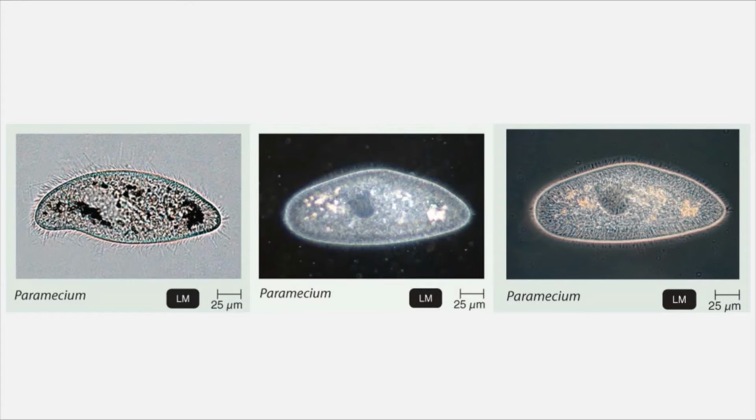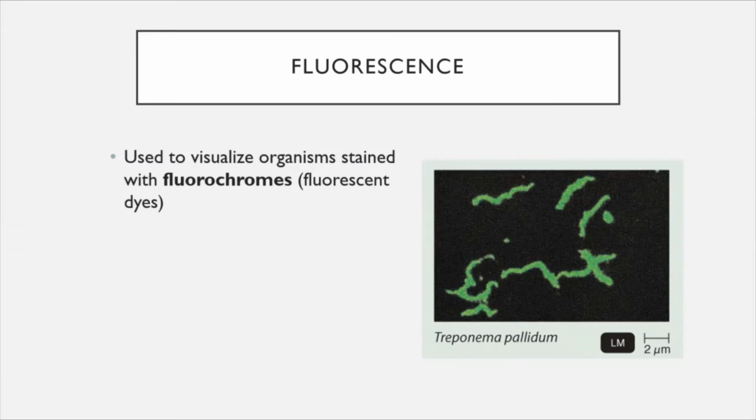So here we have a picture that shows us a side-by-side comparison of these first three types of microscopy. We've got a paramecium under bright field, paramecium under dark field, and a paramecium under phase contrast microscopy. The fourth and final type of microscopy that we are going to look at in this class is fluorescence microscopy. Fluorescence microscopy uses fluorochromes, which are fluorescent dyes, to stain organisms and visualize them in a fluorescent hue.